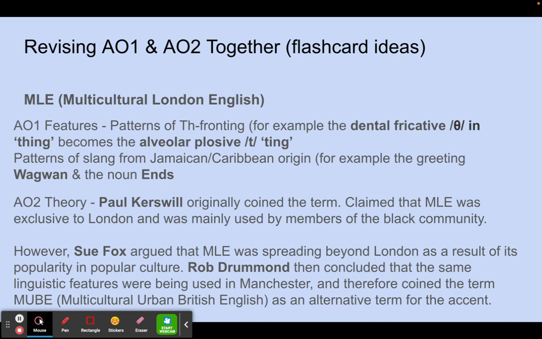Okay, so you can do this with any other accents, for example, from AQA and Dial. You could also do it with the various different small topics that we looked at in different modules. So when we looked at language change, for example, you could look at emoji and you could put all on one side. AO1 features related to the use of emoji in internet language, and then three theorists that all link together that you could include in a paragraph.